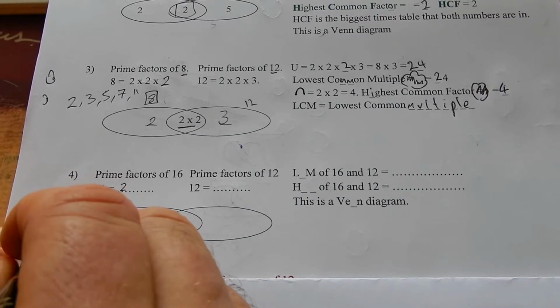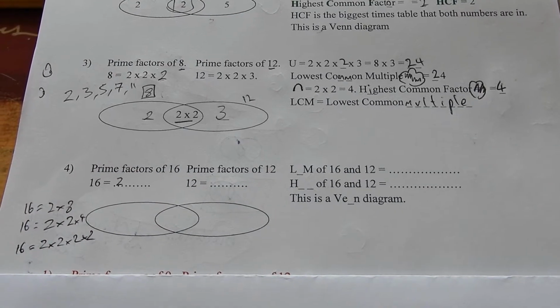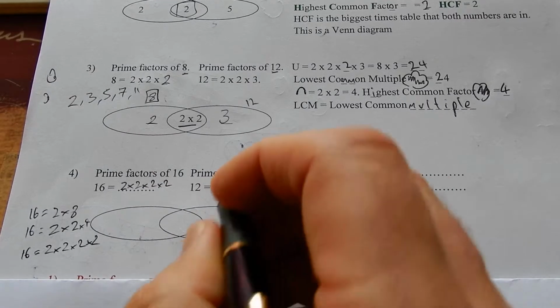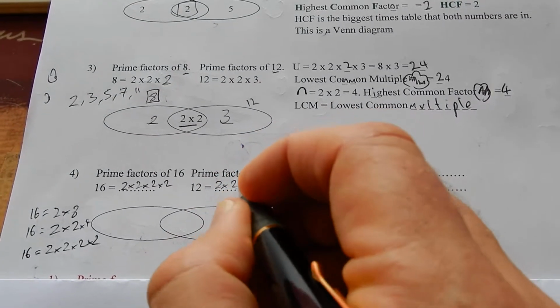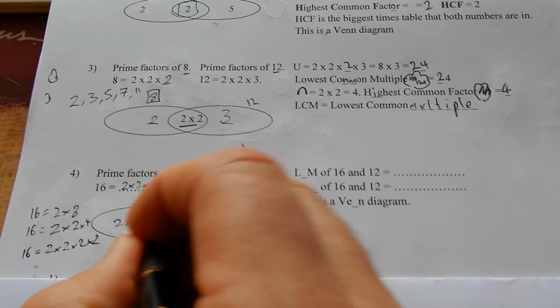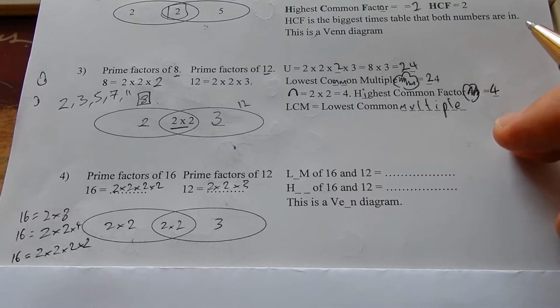16 equals 2 times 2 times 2 times 2. Okay, and 12 is 2 times 2, which is 4, times 3. So 2 times 2 goes in the middle, 2 times 2 there, 3 there. Cool. Okay, is that okay?